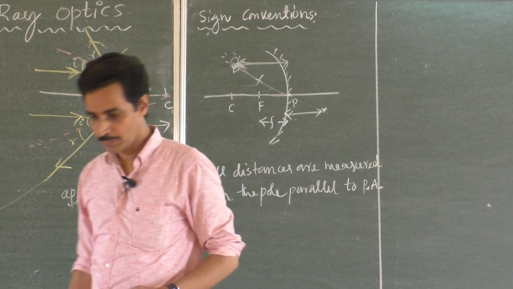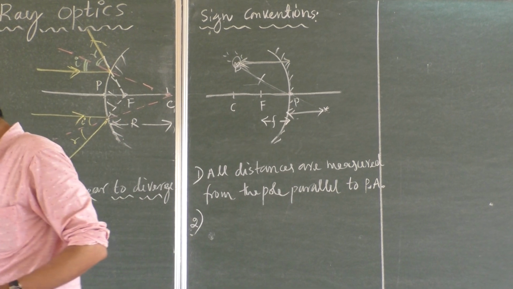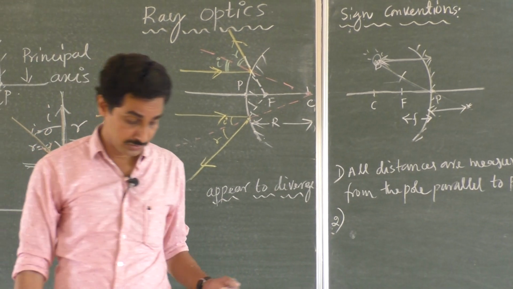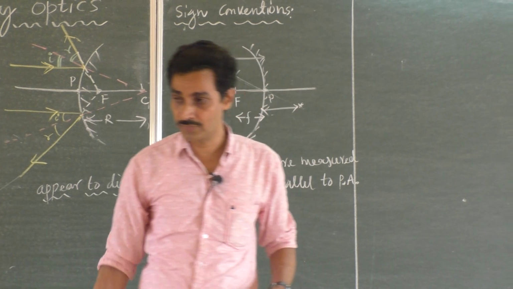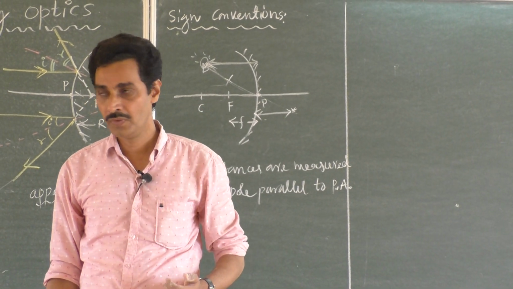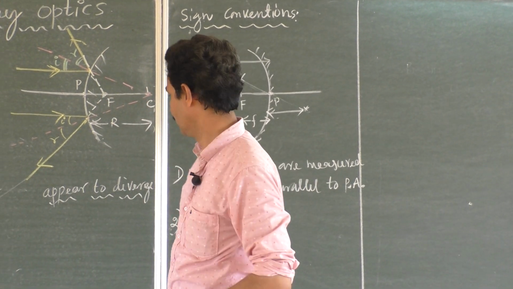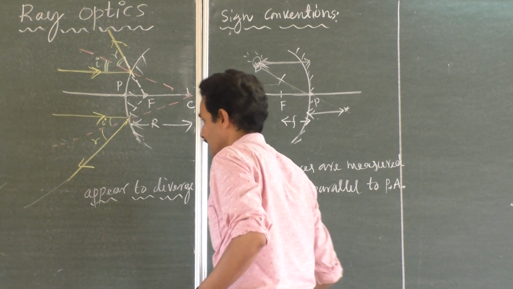When you start from the pole, you start measuring the distance like this, or sometimes you need to measure the distance like this. So you may go either this way or that way. In what direction you go, that gives the convention. For example, I'll rub this also.